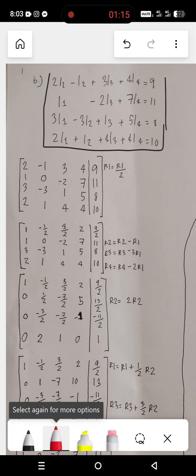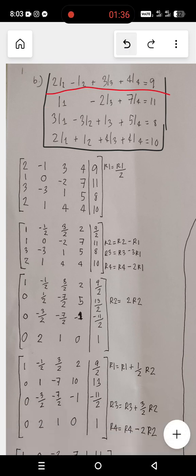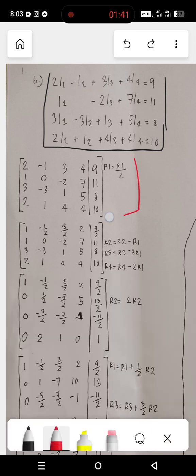So let's just put this first linear equation in row 1, and we will just put its leading coefficients, as well as the second linear equation in row 2, and so on and so forth. And now we have this matrix. And our goal is to work first on this column. So 2 here must be equal to 1 and the rest are 0.